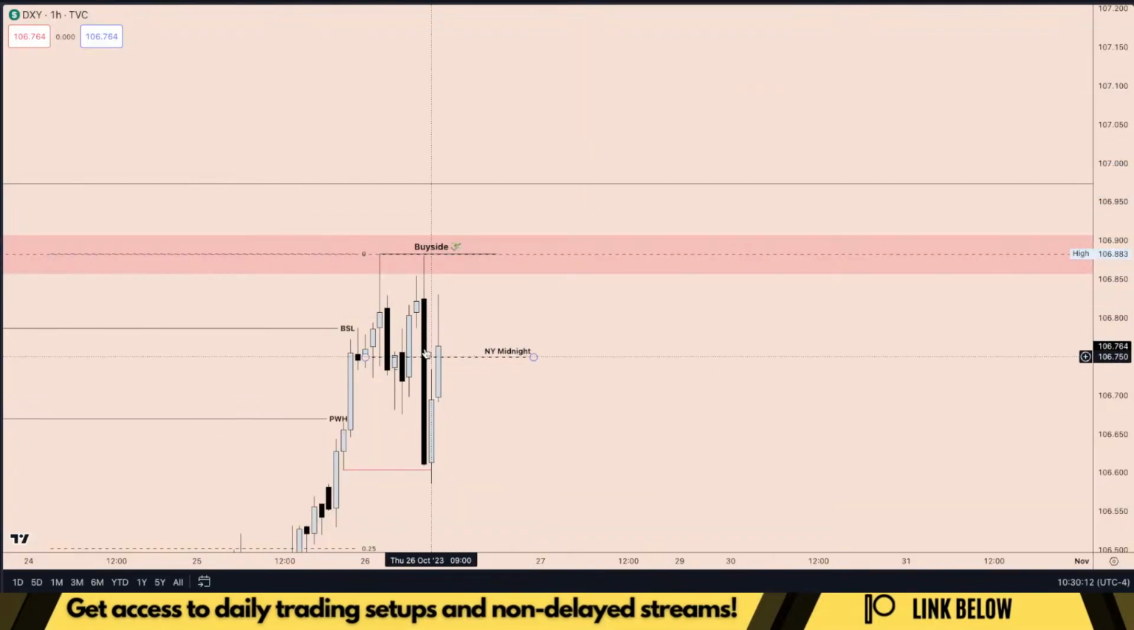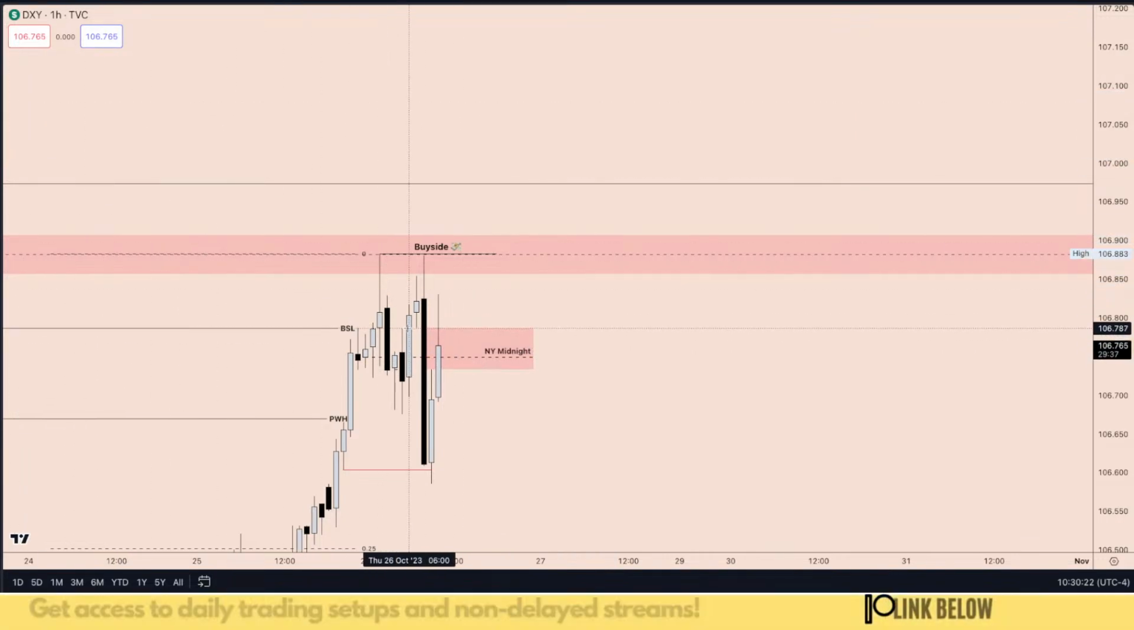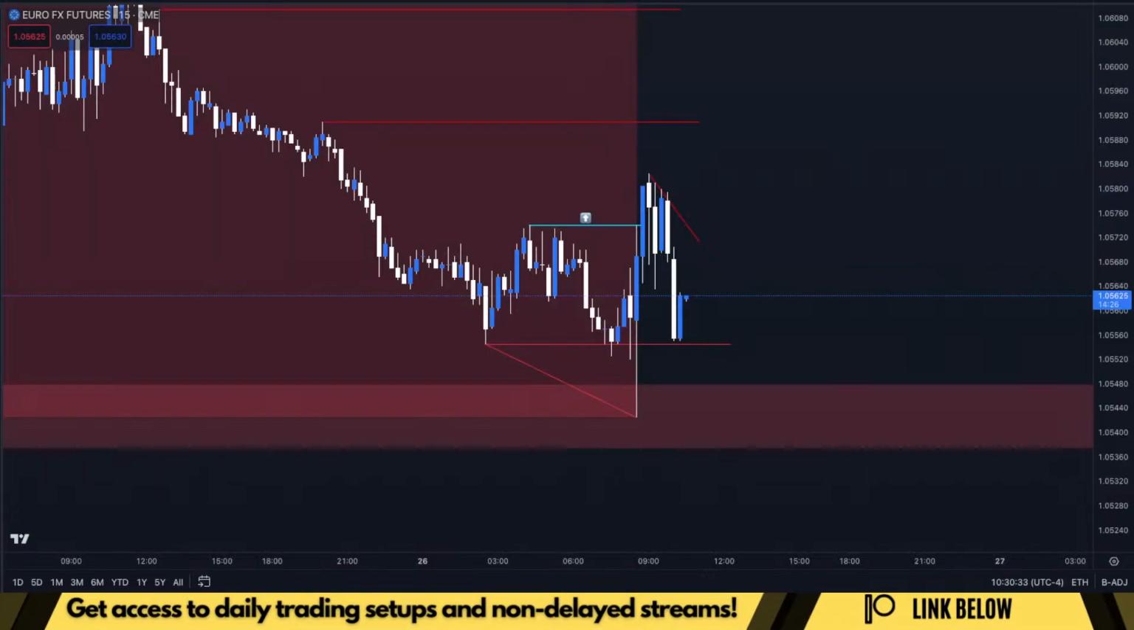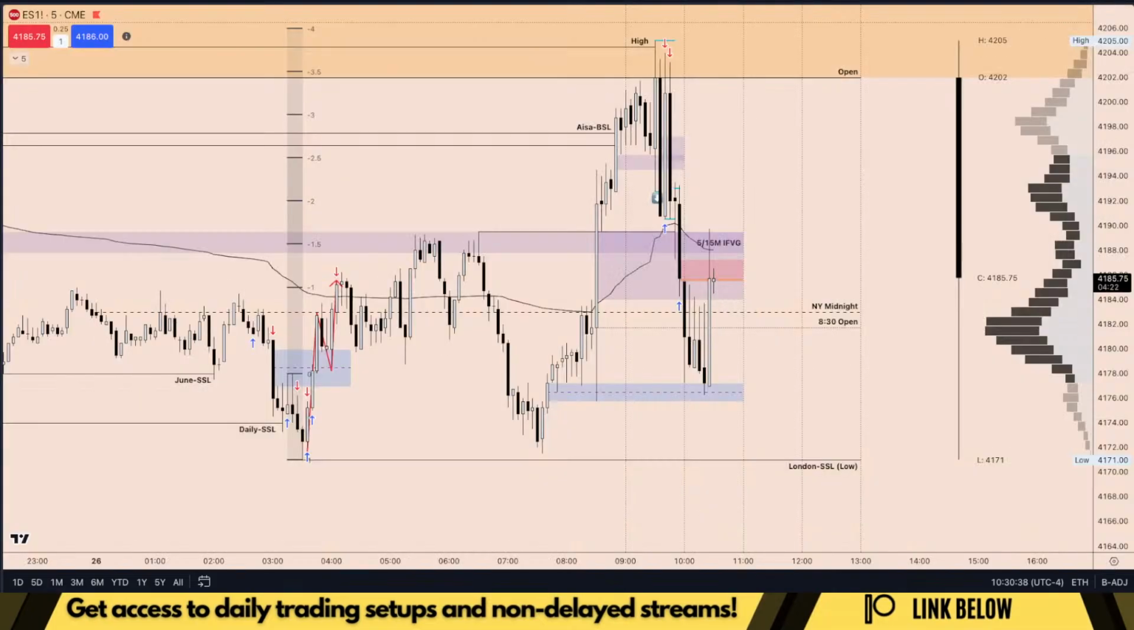DXY is starting to reject here off this 1 hour bearish fair value gap, paired with the 1 hour mitigation block. So we'll just keep an eye on it here based on the 1 hour. EU. No thank you.